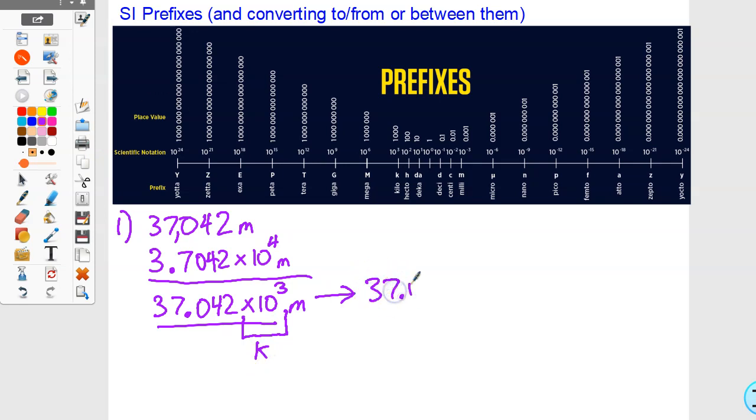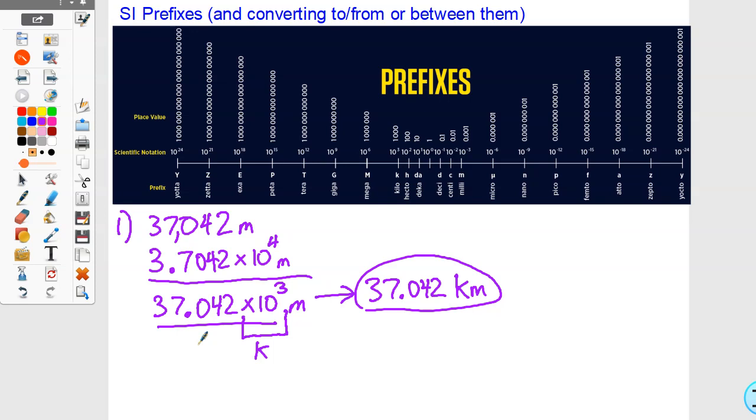So 37.042 km, kilometers. That number is the same thing as all three of these numbers over here. Every one of these numbers is really the same measurement. It's just a different way to write it. There's no one right prefix to use in any situation. It's just whatever you think is most convenient for writing that number.